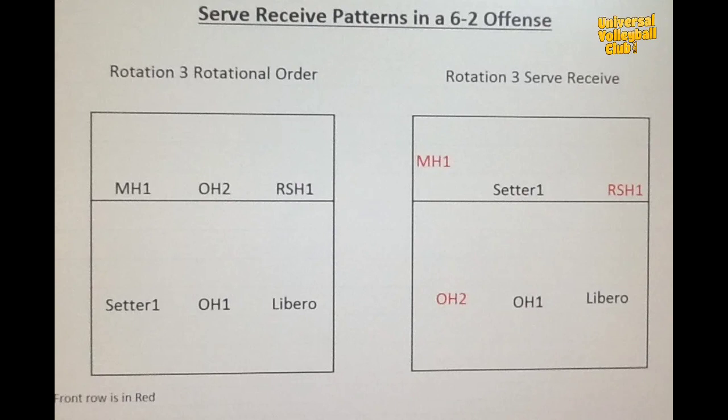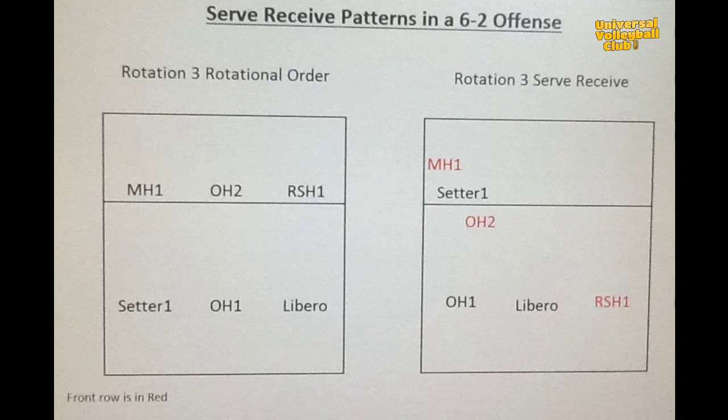Rotation 3. In rotation 3, the front row outside hitter will drop back into left back to pass. The setter will push up behind the front row middle. One thing to stress to the setter is that they can move all the way over to be just to the left of the back row outside hitter, but emphasize that they still have to remain behind the front row middle hitter.